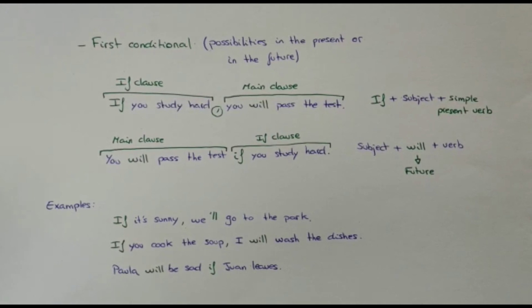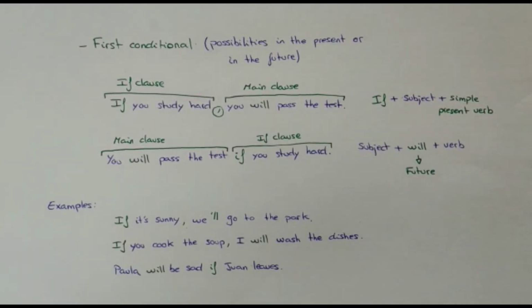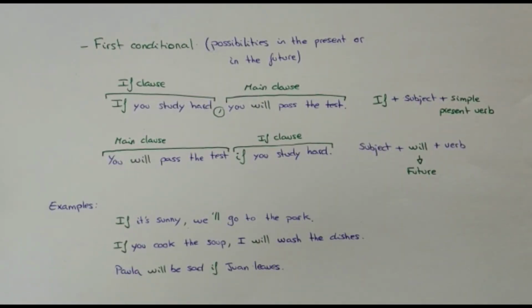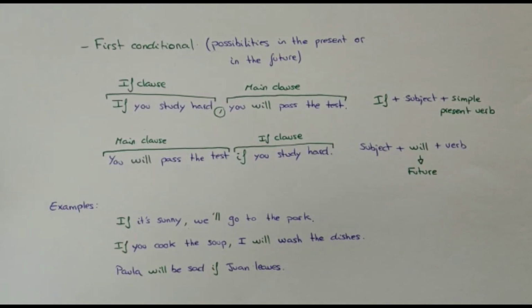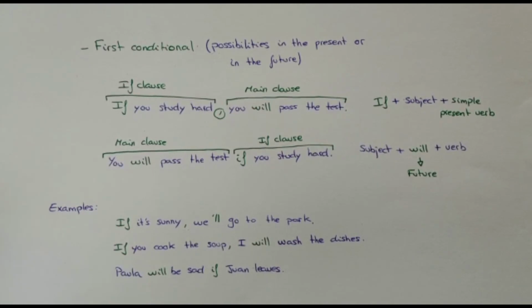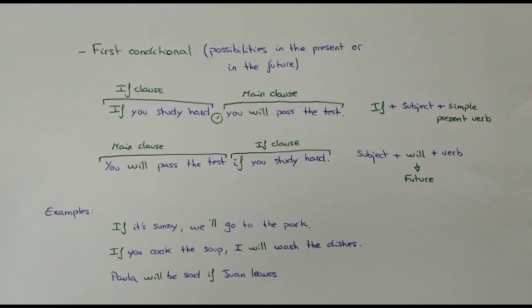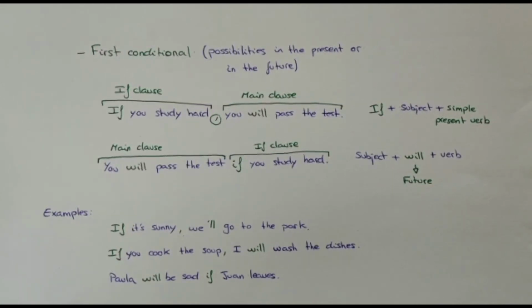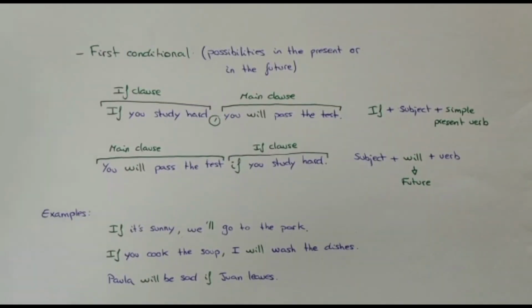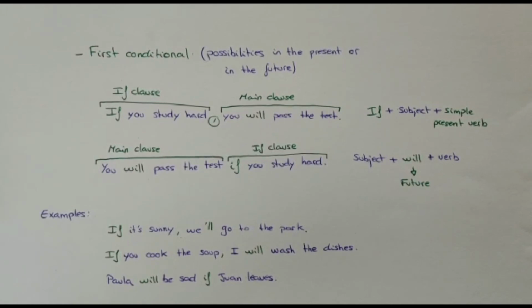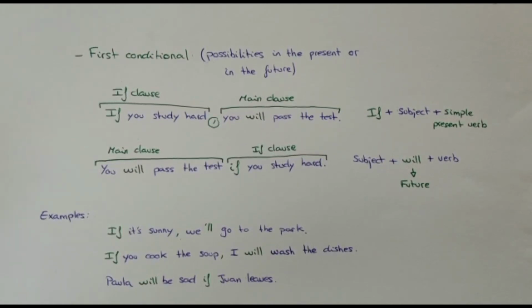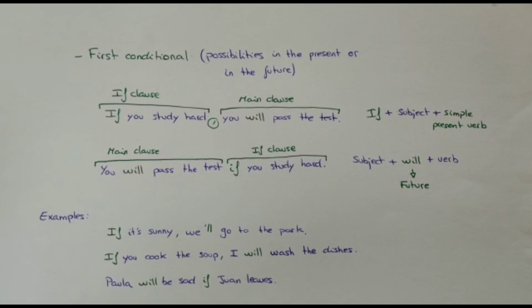Now we have here the first conditional. It is used for talking about possibilities in the present or in the future. Like in the zero conditional, we have 2 clauses, an if clause and the main clause. For example, if you study hard, you will pass the test. Si estudias mucho, aprobarás el examen.